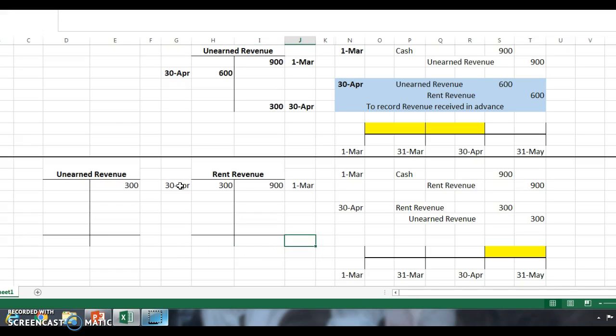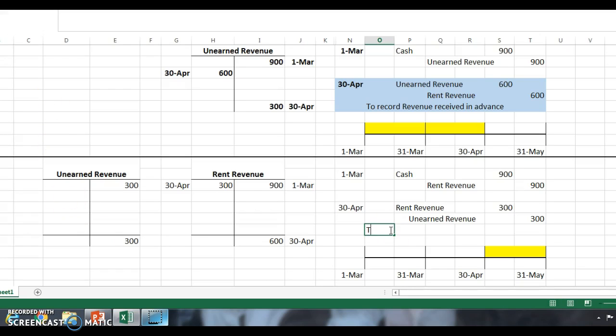Okay. So at the end of April, our balance in revenue is the net of a $900 credit and a $300 debit, which is $600 credit, which is appropriate. That's the amount of money that we have earned as rent revenue, $600. Over here in unearned revenue, we have a $300 credit balance to reflect the 1 month liability still outstanding as of the end of their fiscal period, April 30th.